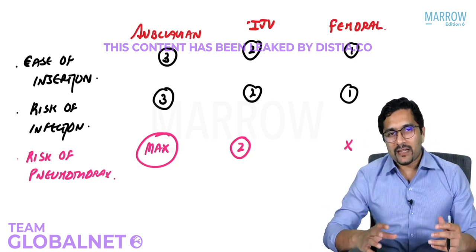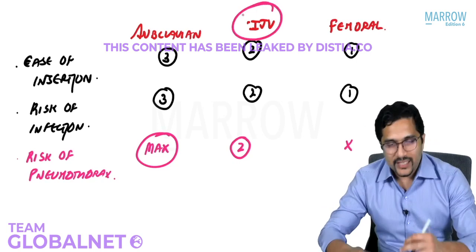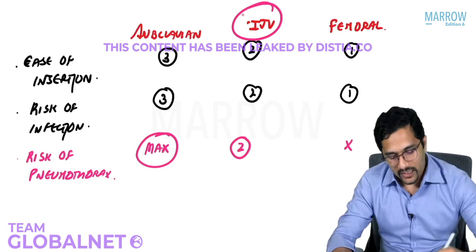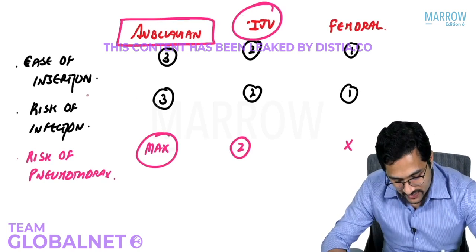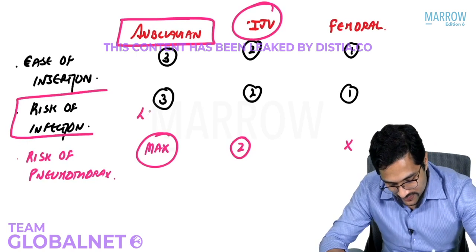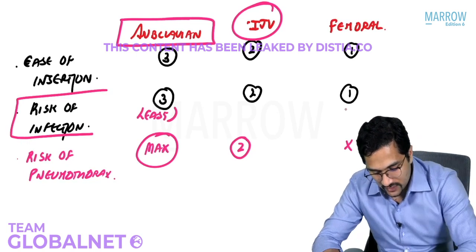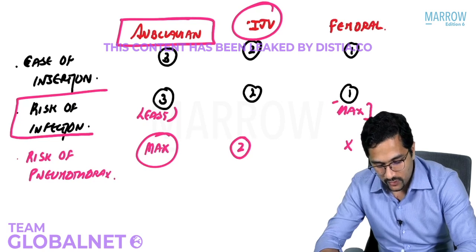So given all these parameters, IJV is the most commonly used vein overall, but subclavian is the one which is preferred in TPN because it has the least risk of infection. Femoral has maximum risk of infection.